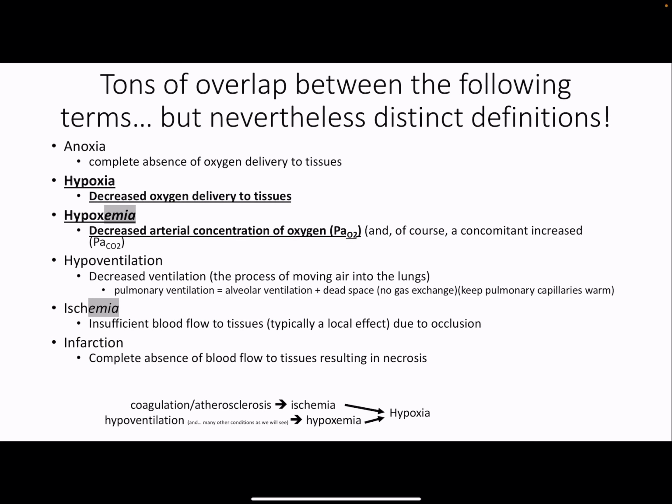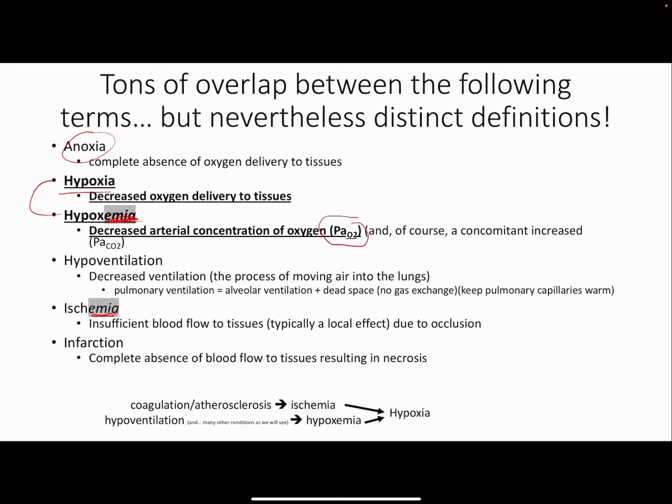conditions. A couple of terms: anoxia is the absence of oxygen delivery to tissues. Hypoxia is just decreased oxygen delivery to tissues, not to be confused with hypoxemia. Remember that emia is anything to do with the blood. So hypoxemia is just low arterial oxygen content, a low PaO2.